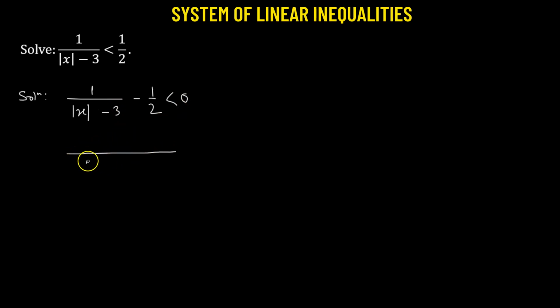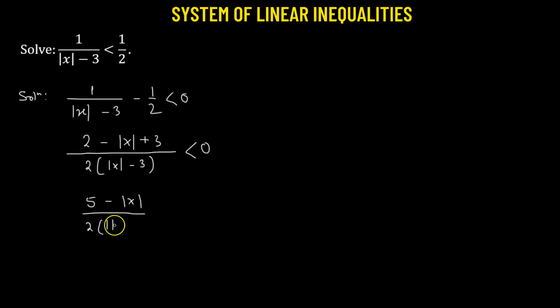So in the denominator, we have 2 multiplied to absolute value of x minus 3. And in the numerator, we have 2 minus absolute value of x plus 3, less than 0. So we have 2 plus 3, so that's 5. We have 5 minus absolute value of x divided by 2 times absolute value of x minus 3. Now here, this is less than 0.